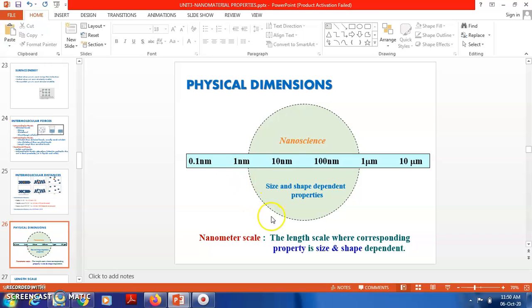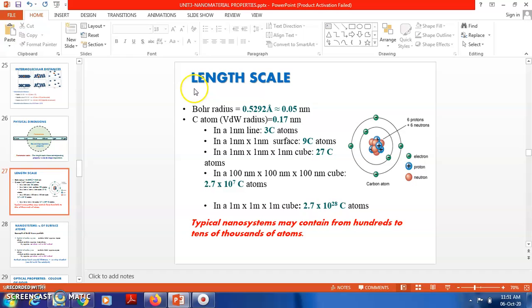Then that will be considered nanoscience. Here, nanometer is the length scale where the corresponding properties are size and shape dependent. The length scale where the corresponding property is size dependent, that is one important point. The length scale here, the Bohr radius is 0.5292 angstrom, that is 0.05 nanometer.